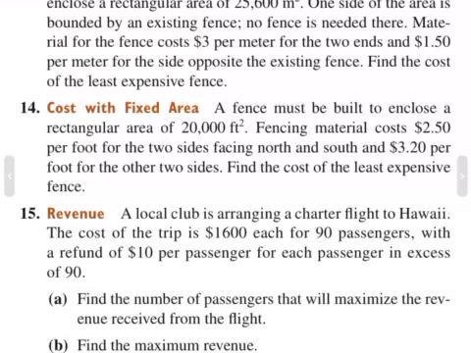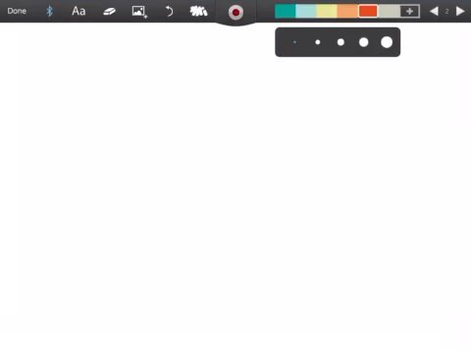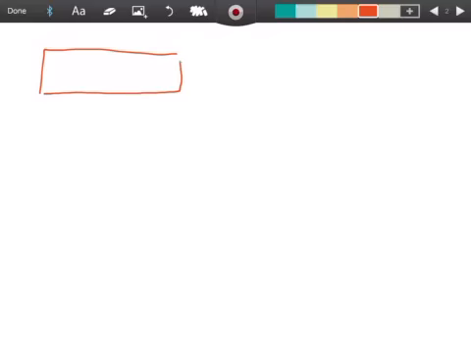So I'm again going to draw a picture. This is going to be a rectangle. I'm going to give the north and south sides x and the east and west sides y. The north and south costs $2.50. The east and west sides cost $3.20.